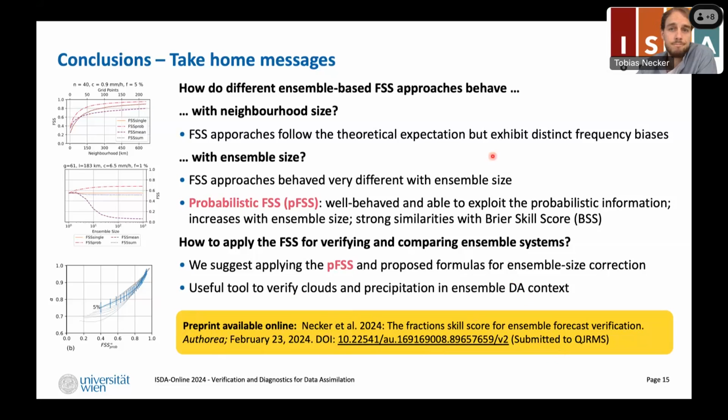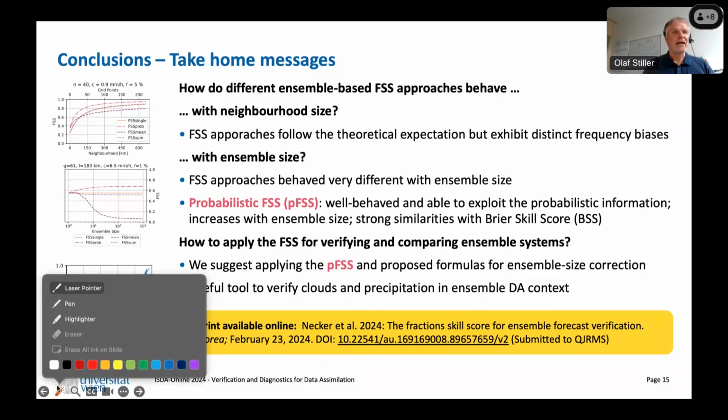Yeah, thank you very much, Tobias, for this very nice explanation of this important method and your extension to ensembles, which I think is also very important. We have maybe time for a very quick question left. I don't see any, but I would have a question.